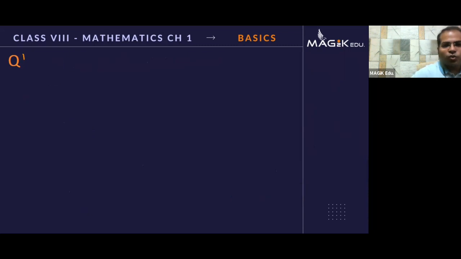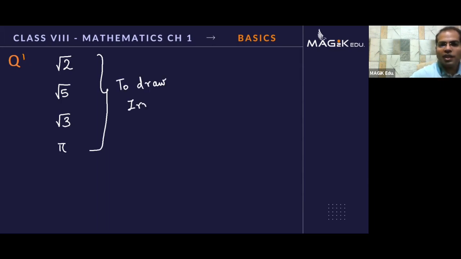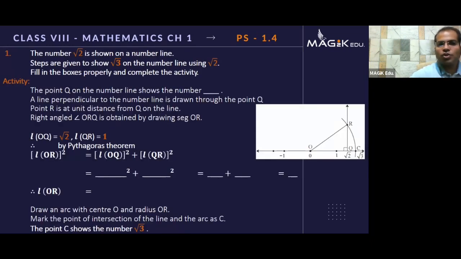ओके, सो हमने कौन से इरेशनल नंबर्स देखे, √2, √5, √3, पाई, ये हमने इरेशनल नंबर्स देखे। Now the challenge that you and I will be facing and overcoming is to draw irrational numbers on the number line. तो चलो ये चैलेंज आज हम पूरा करते हैं हमारे एक्सरसाइज 1.4 में। Here comes our first question.